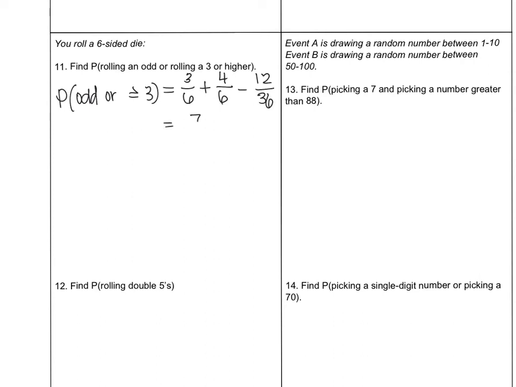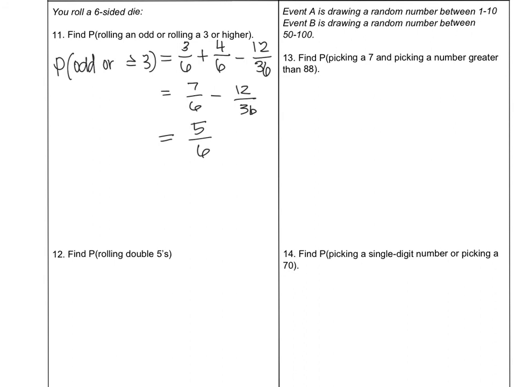So we have to do 7/6 minus 12 over 36, which if we use a calculator then gives us 5/6. Which if you think about it logically makes sense. Of all of the numbers on 1 through 6, the only one that isn't an odd number or greater than or equal to 3 is the number 2. So that means 5 of my numbers are either odd or greater than or equal to 3. So 5 out of 6 numbers give me the probability I'm looking for.